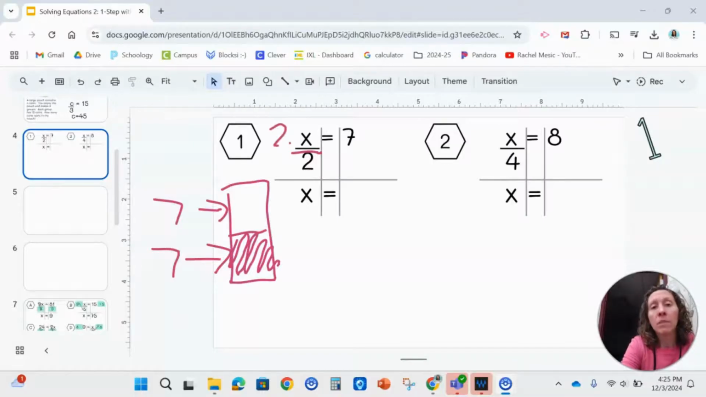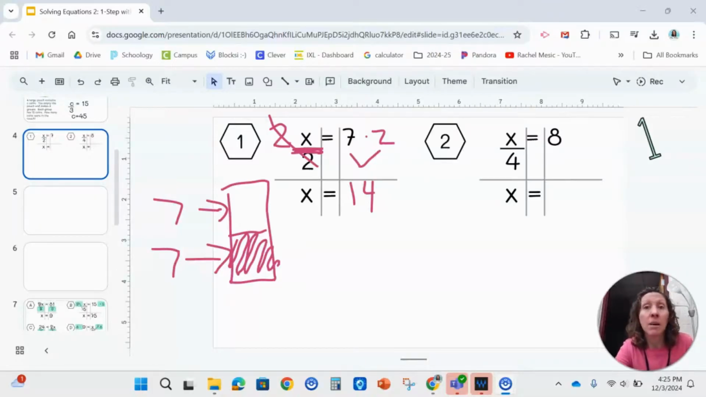Okay, so I'm going to multiply by 2 because we have 2 halves, and that will give us 1 whole box. 2 halves is 1 whole. So x is going to be equal to whatever 7 times 2 is, which is 14. Another way to think about it is if this is division right here, because a fraction bar is division, the inverse or opposite is multiplication, so we times both sides by 2 to get rid of that denominator.